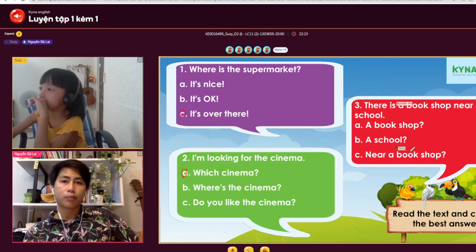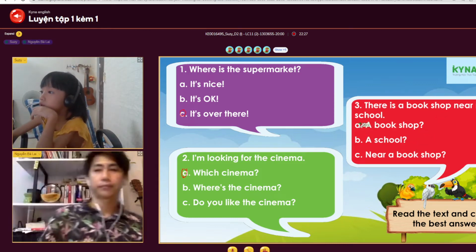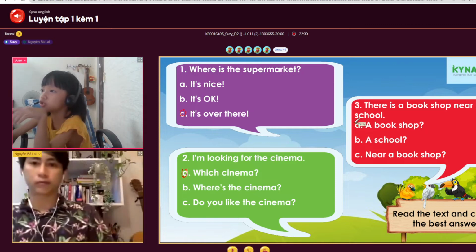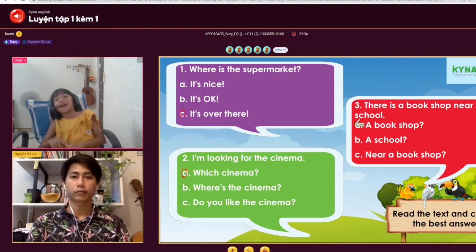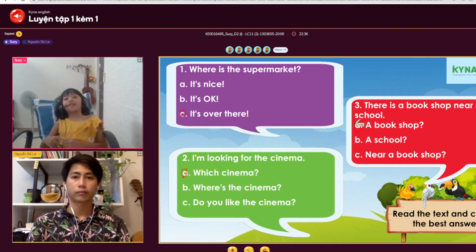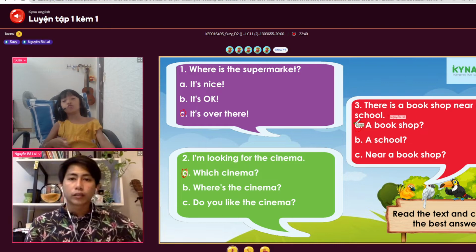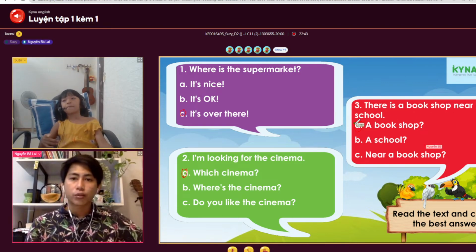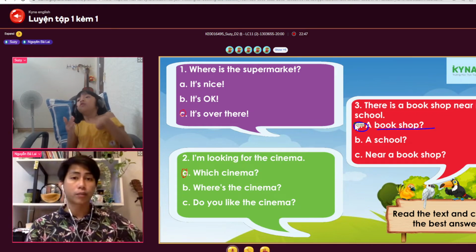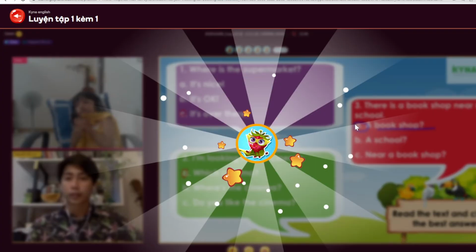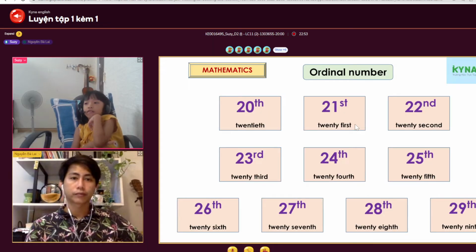There is a bookshop near my school. A bookshop? Are you sure about that? I thought there's a real bookshop at your school. There is a bookshop near my school. Really? Yeah, it's a bookshop.